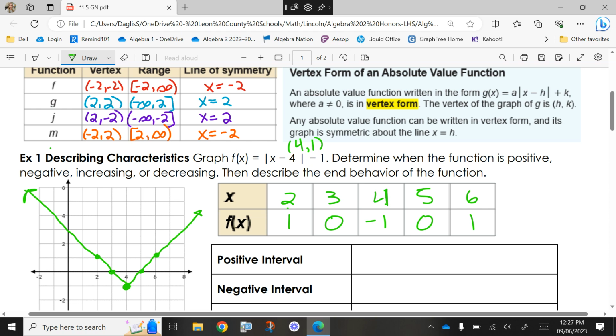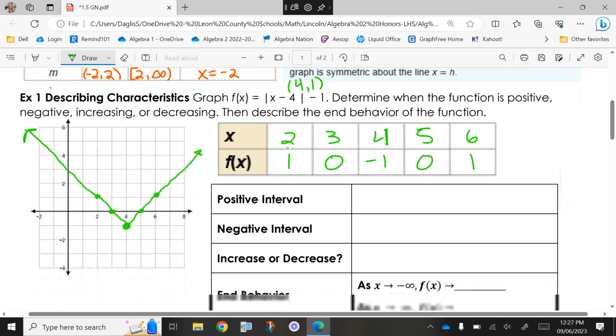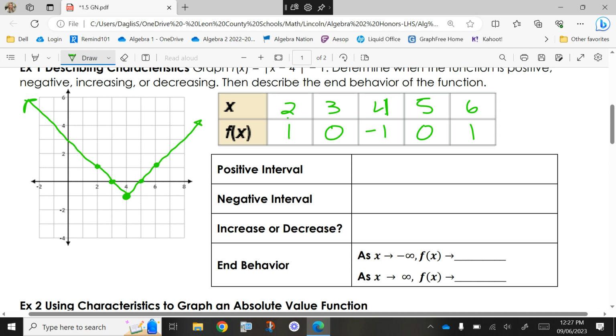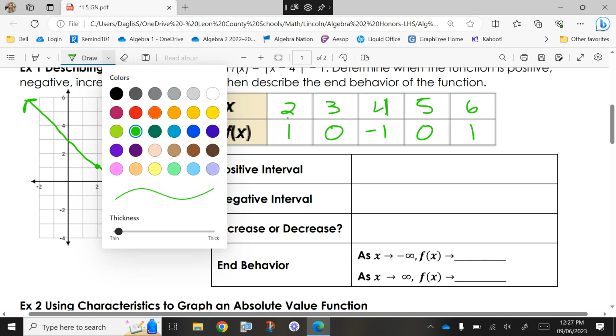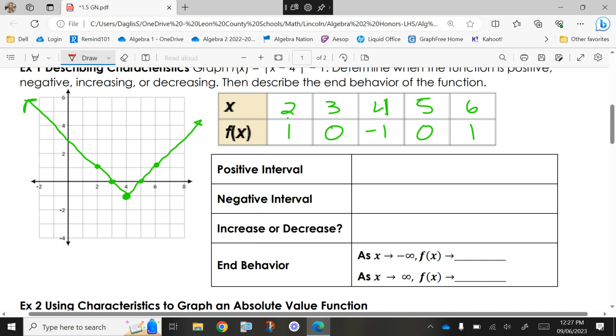Okay. We have our graph. Now let's answer some questions. Where is the positive interval? Okay, well, when we're talking about positive interval, it's referring to the y values. So when are my y values a positive number? So we're looking for positive y values.